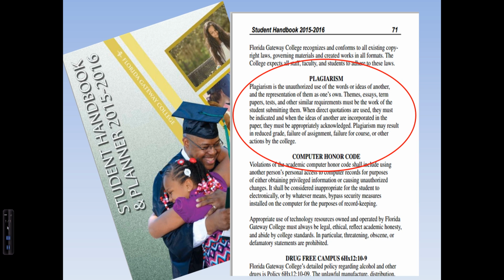In the FGC Student Handbook, plagiarism is defined as the unauthorized use of the words or ideas of another and the representation of them as one's own. Plagiarism, including unintentional plagiarism, may result in serious consequences, so it's important that you understand how to use citations to properly give credit for the work of others.